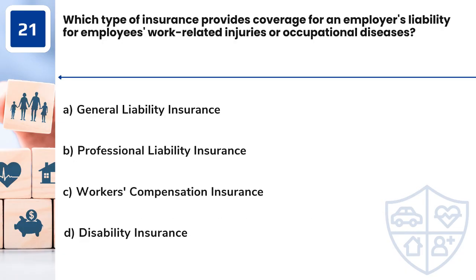Question 21. Which type of insurance provides coverage for an employer's liability for employees' work-related injuries or occupational diseases? A. General liability insurance. B. Professional liability insurance. C. Workers' compensation insurance. D. Disability insurance.